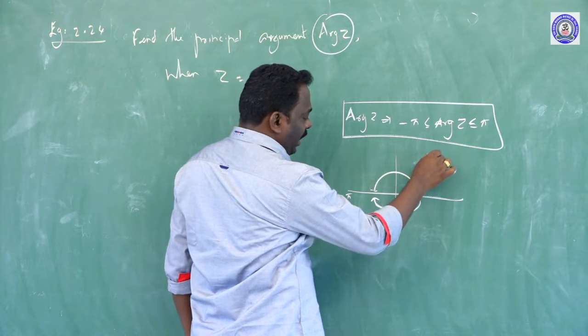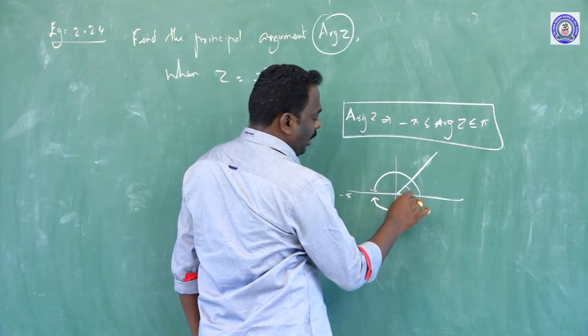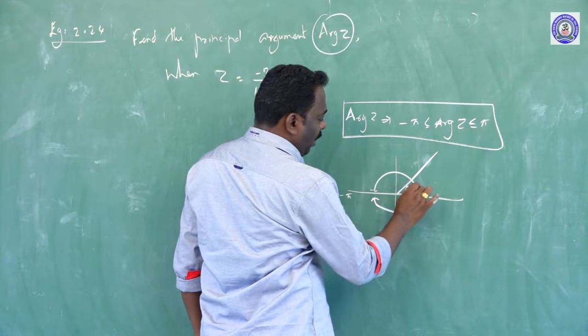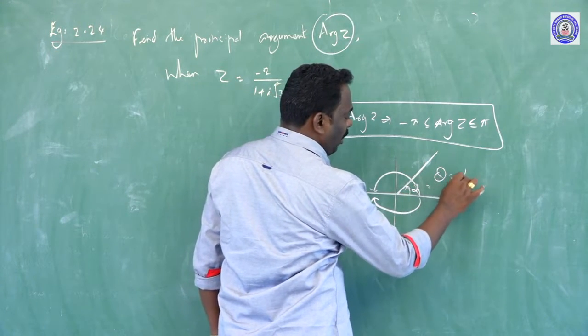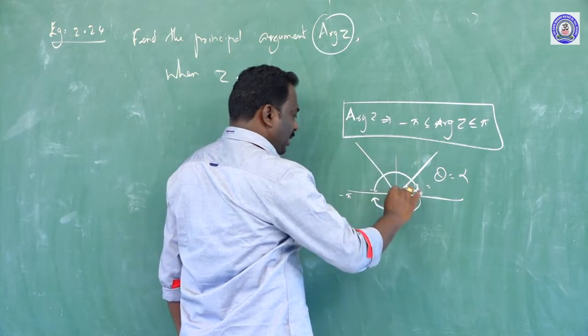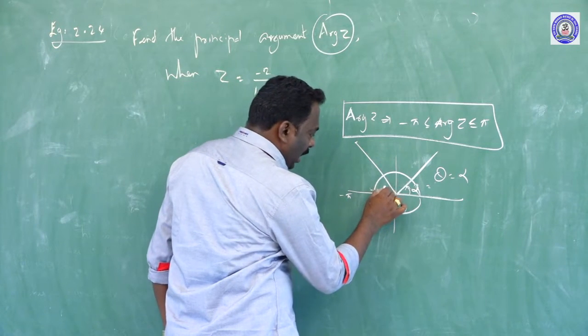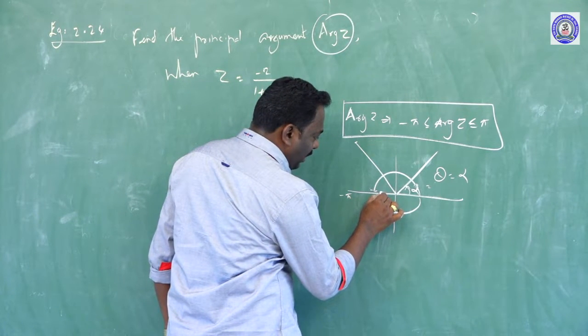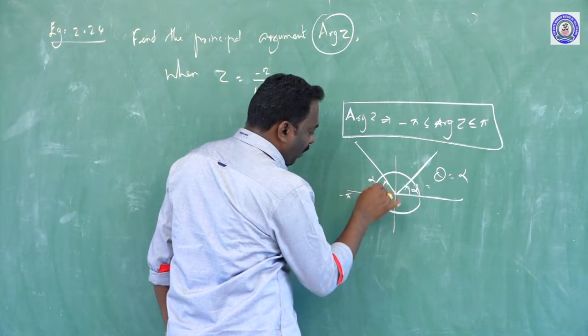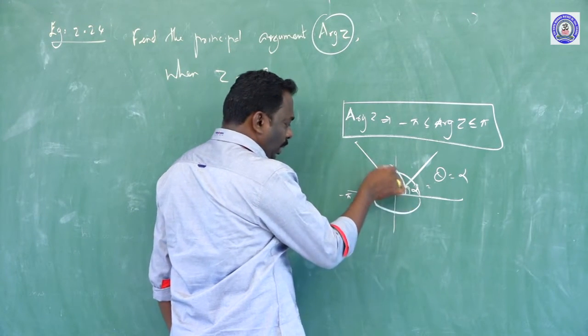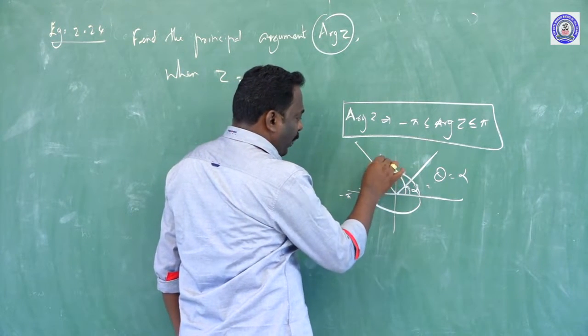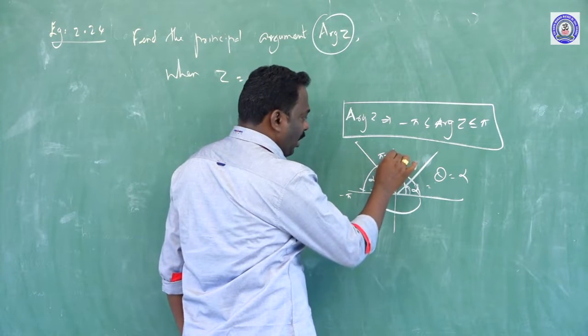So for this, if any theta lies in this quadrant, it is called alpha, so theta equals alpha. If any point lies in this quadrant, the angle between the x-axis and the point is defined as alpha. From here to here it is pi, therefore pi minus this angle is called alpha.